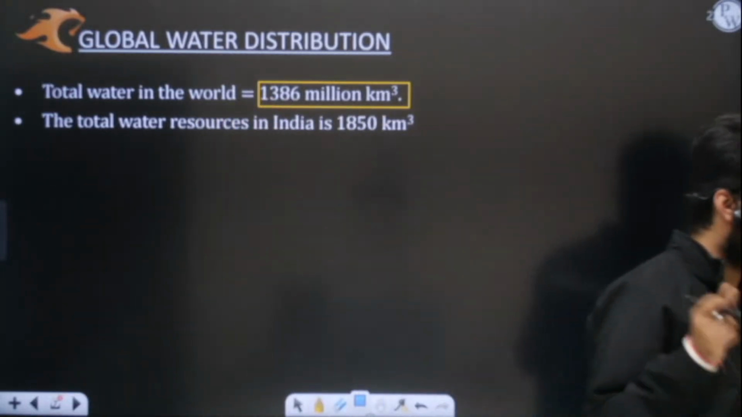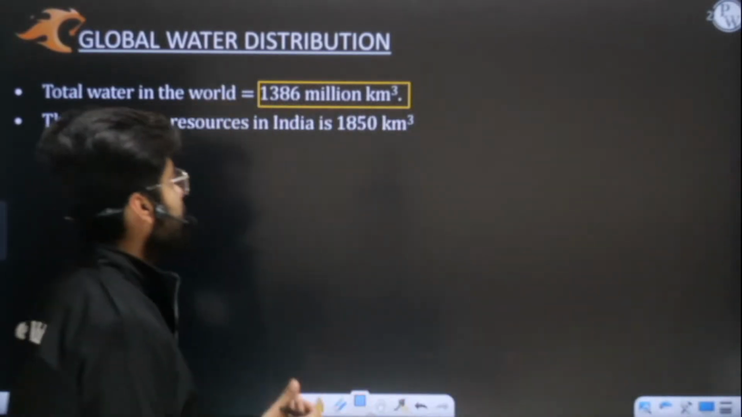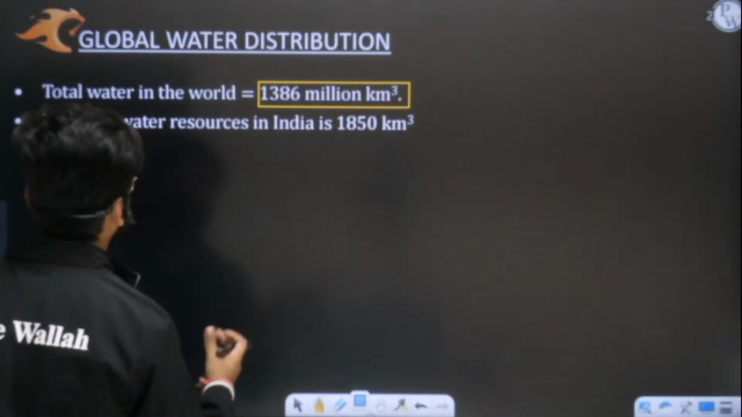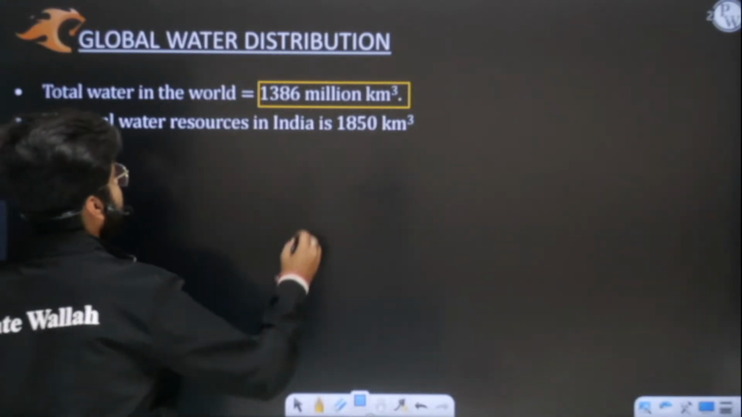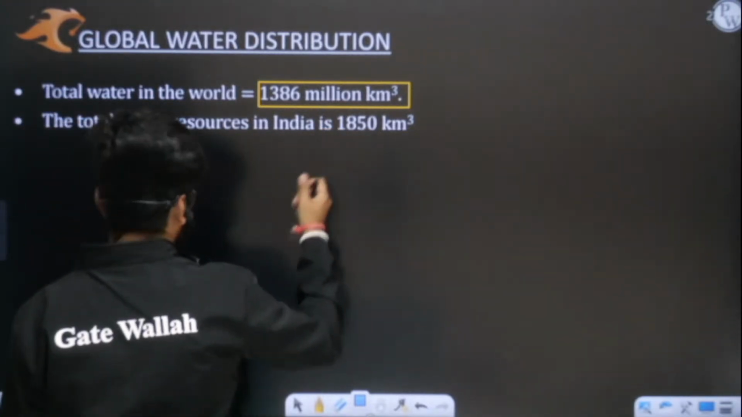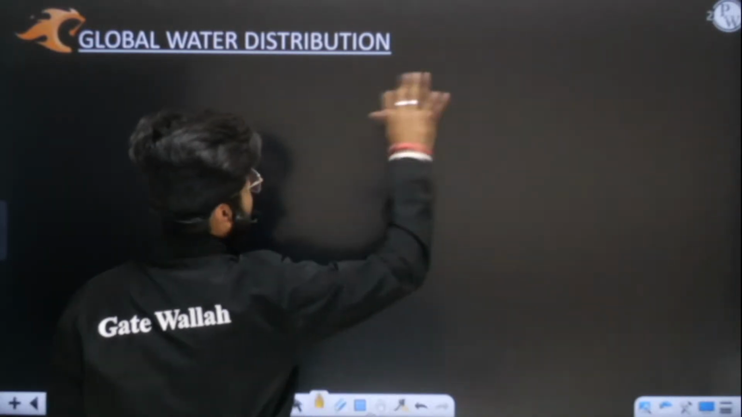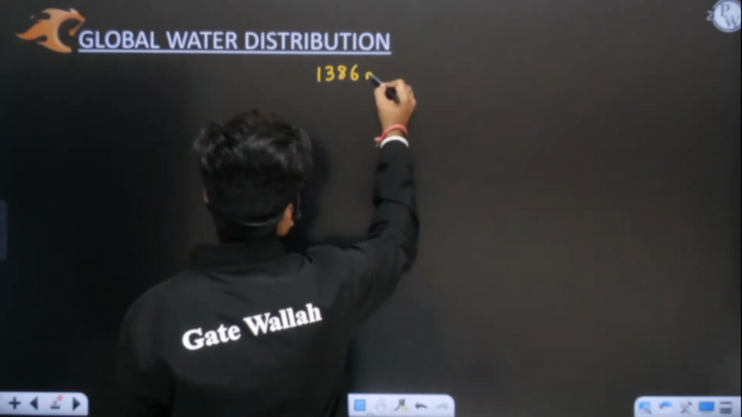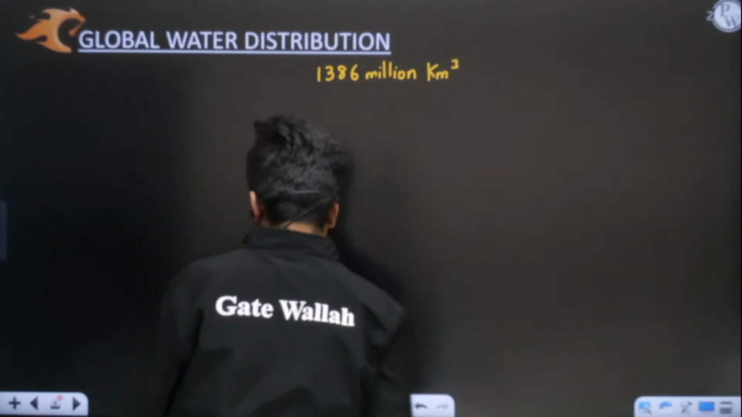Very good. Comment, everyone. How much is the total quantity of water present in this entire world? Sir, approximately 1400 million kilometer cube. It is a huge quantity. You need to understand this. Let me write it on the next slide. The total quantity of water which is present on this globe is 1386 million kilometer cube. Yes or no? Yes, sir. Understood.